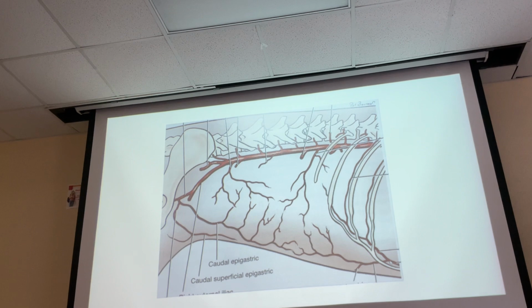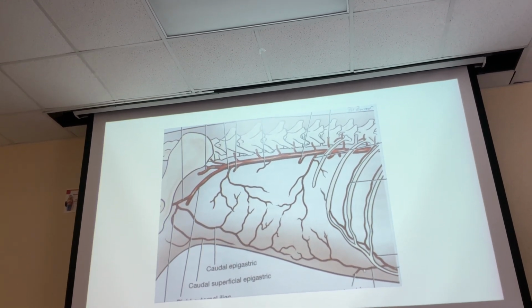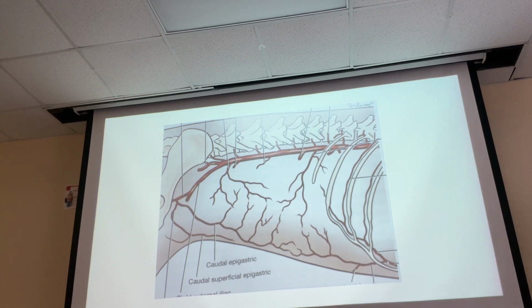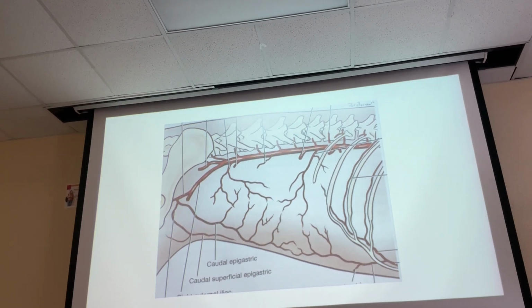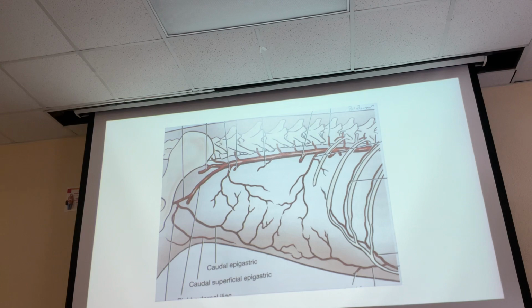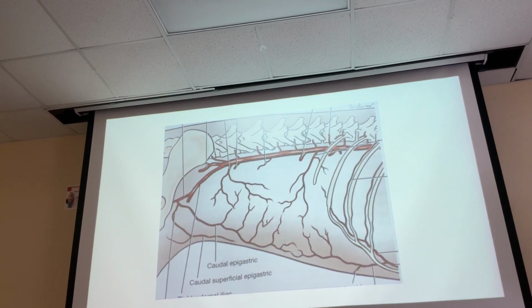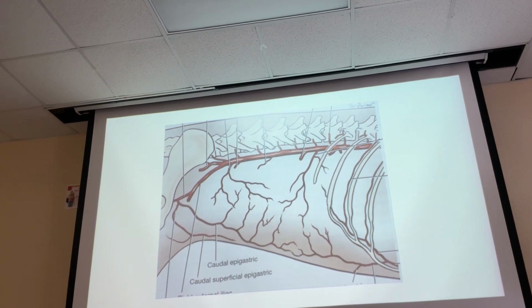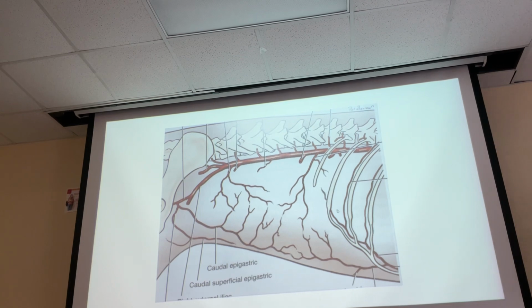One of the terminal branches is the cranial epigastric. The cranial epigastric is running on the dorsal aspect of the rectus abdominis. Okay? Then it will go through the rectus abdominis to run on the outside as a subcutaneous tissue. Now we don't call it cranial epigastric, we call it what? Cranial superficial epigastric. And this will supply the cranioventral area of the abdominal wall.